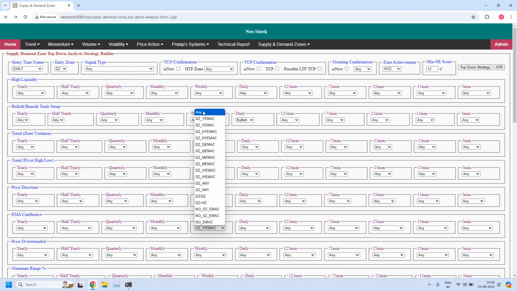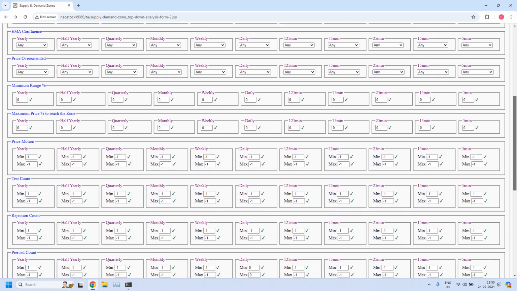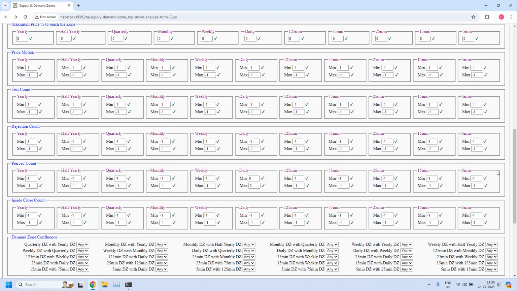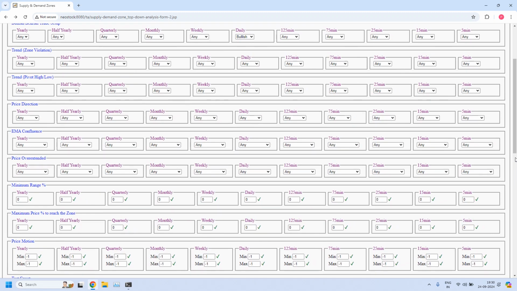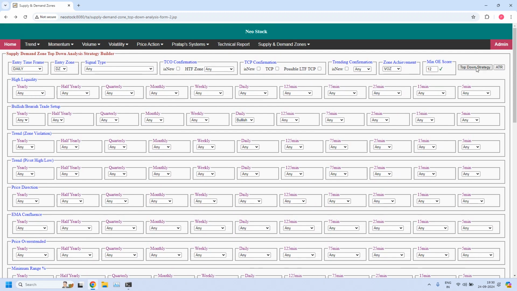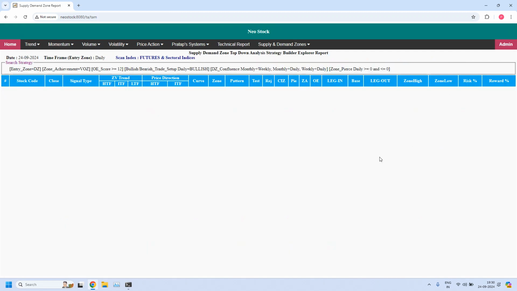First we need to remove this EMA filter. I removed it. In the demand zone confluence, we already enabled the daily demand zone with weekly demand zone. Next, I am enabling daily demand zone with monthly demand zone, and also weekly demand zone with monthly demand zone. With all the three filters we get LTF, ITF and HTF confluence. So currently no stocks are having LTF, ITF and HTF demand zone confluence.